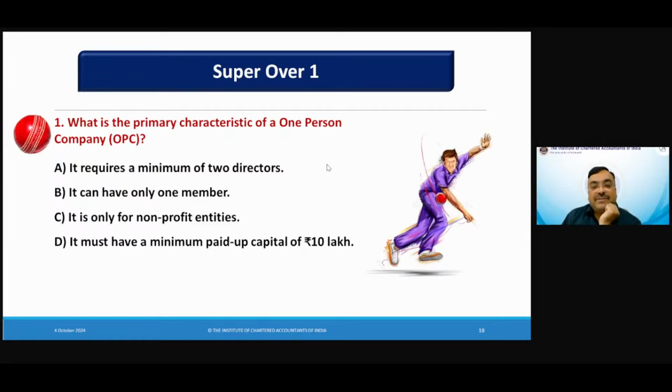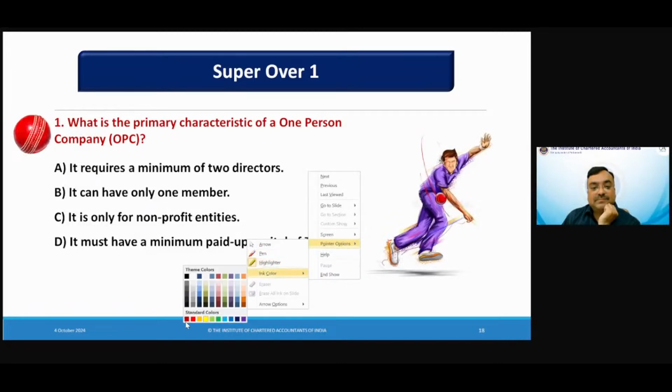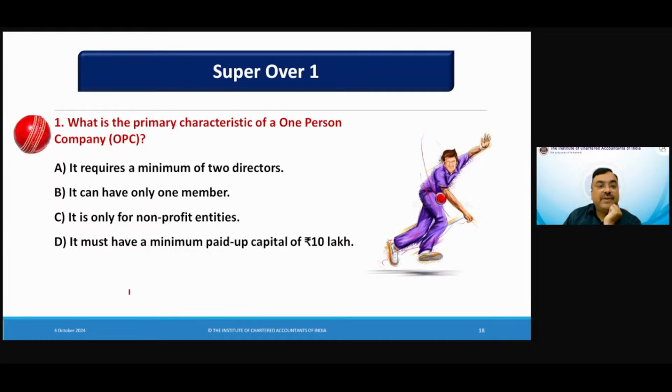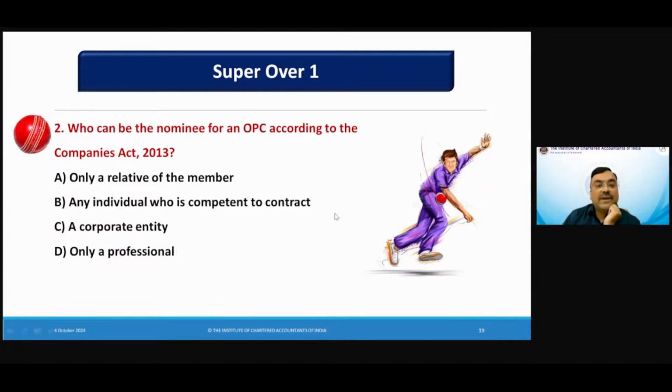So let's start the answers. What is the primary characteristic of a one-person company? It has only one member. Who can be the nominee? An individual who is competent to contract.